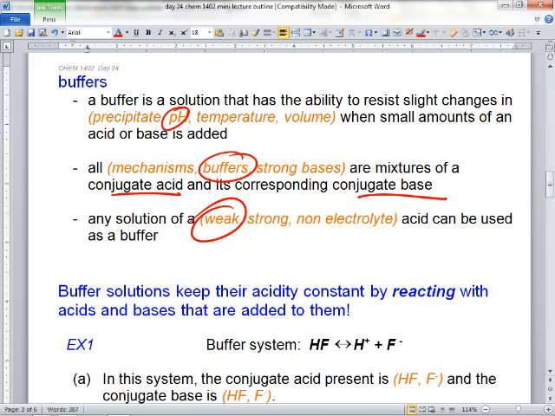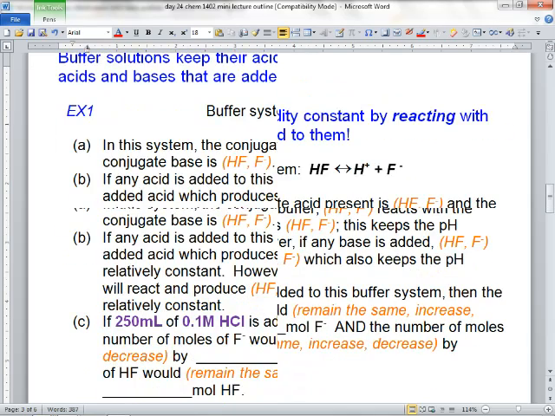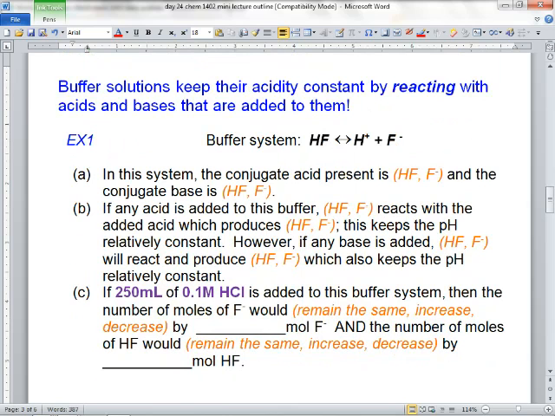Okay, now just how do they do it? Buffer solutions keep their acidity by reacting with the acid or base that you're going to add to it. Here's an example of a buffer system: HF, the weak acid hydrofluoric acid. It's a weak acid, so it's a buffer system. In this system, the conjugate acid is HF, and the conjugate base is F minus.